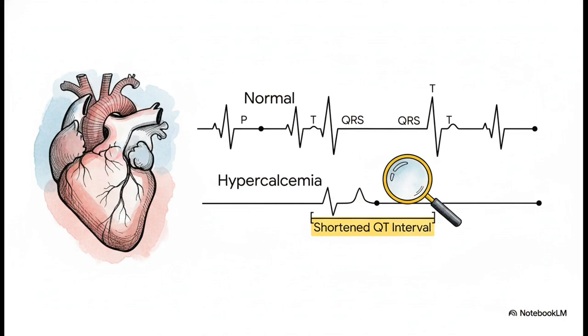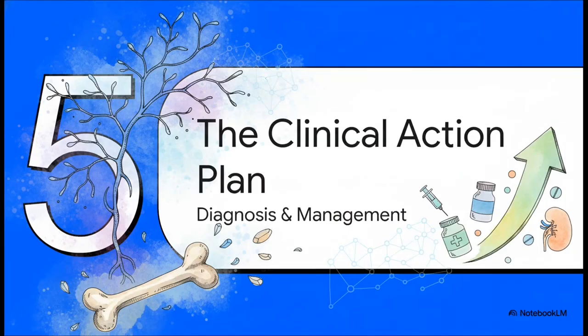Now, besides what the patient tells you, there's a really important objective clue we can find on an EKG. High calcium actually speeds up the repolarization phase of the heart's electrical cycle, and what that does is it causes a characteristically shortened QT interval. This is a very, very common exam question. Okay, awesome. We've connected the labs to the causes to the symptoms. Now for the most important part. What are we actually going to do about it? Let's walk through the action plan.